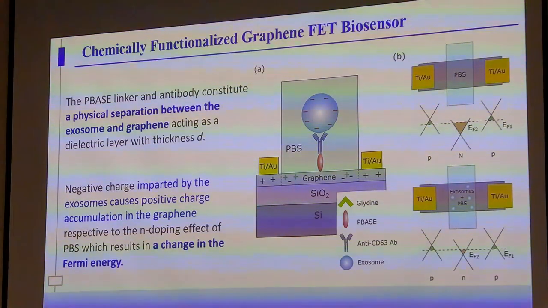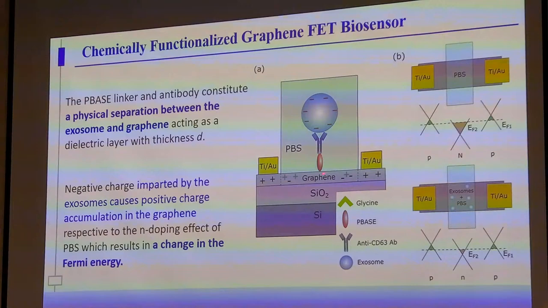So the P-base linker and antibody constitute a physical separation between the exosome and graphene. So that's happened, there's a physical separation. That separation creates a dielectric layer between your graphene device and your analyte. So it's kind of like there is no response if there is no molecule within that layer.